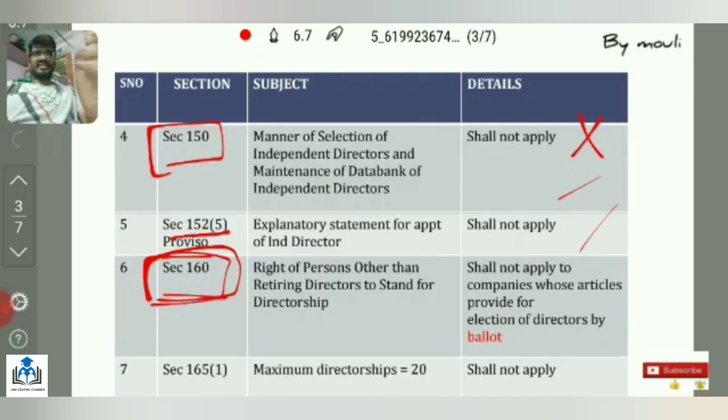And also the private companies, that 160 is not applicable. Same, section 8 company is also not applicable, pertaining to certain condition. One condition is there, then only it is not applicable to the section 8 company. What is the condition? We will see.